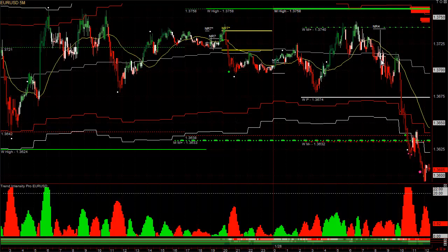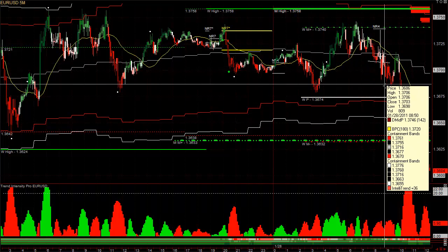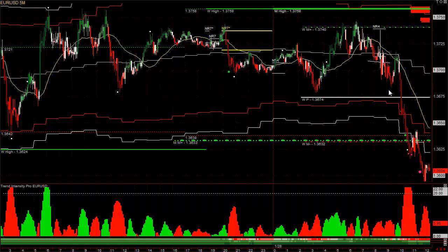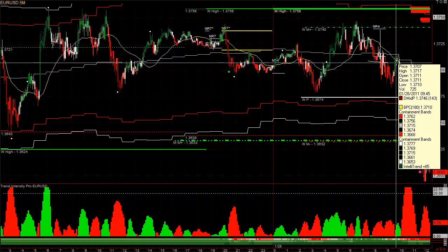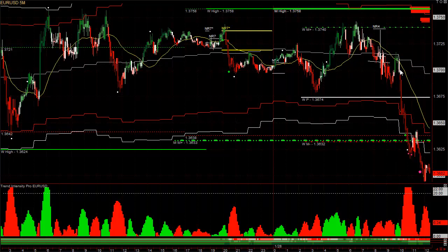And once it broke underneath the hourly right here, you might have gone short right here, pulled back a little bit from 07 all the way down to 84. More than enough to exit half with 10 or 15 pips, move your stop to break even, and then it came back to the hourly and again couldn't get above it. As soon as it breaks down underneath that bar's low, you're short somewhere around 04. And here's your profit target. If it stalls there, you want to exit half, but it didn't. It kept going down, kept going down.